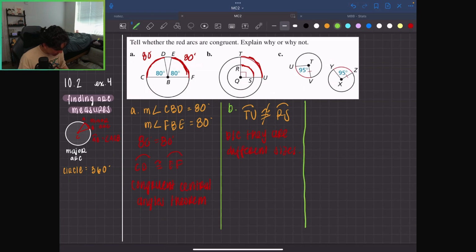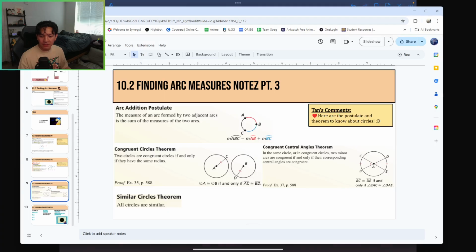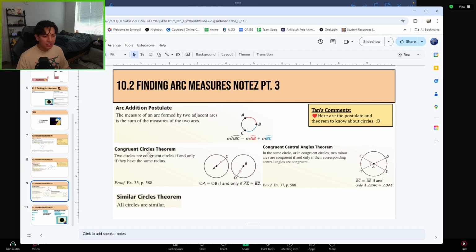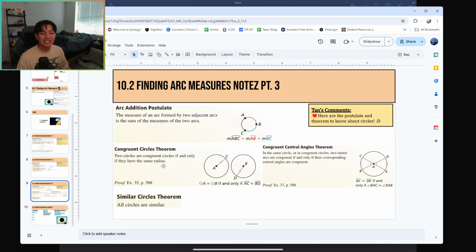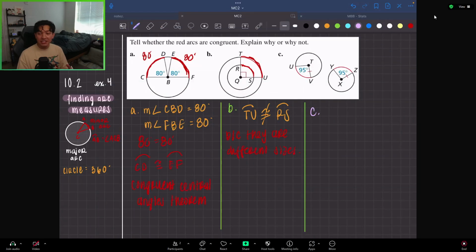All right, lastly, let's go to C. All right, so we have two separate triangles. Oh, sorry, why am I saying triangles? We have two separate circles over here. The first thing that we want to do is determine, are these two circles congruent? Well, thank goodness we already know one of these theorems again. The congruent circles theorem. Two circles are congruent circles if and only if they have the same radius. Do they have the same radius?